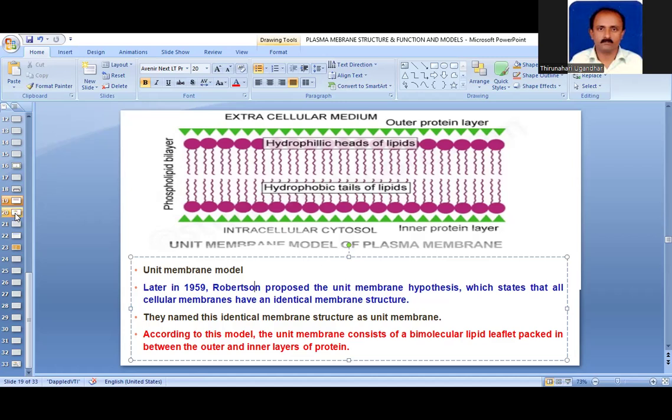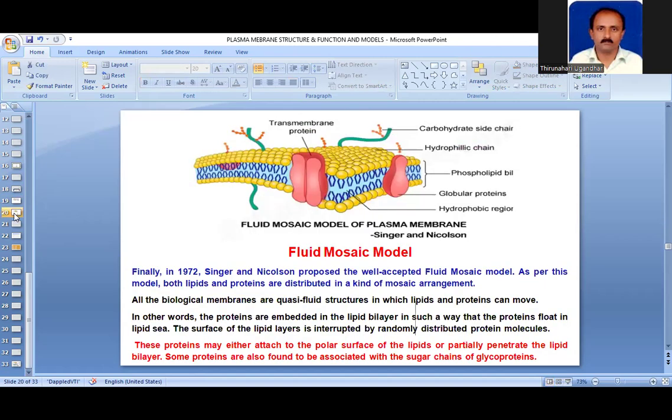According to this model, the unity membrane consists of bimolecular lipids. The lipid layer is two, packed between the outer and inner layers of protein. The protein is the outer layer, then the inner protein, and the two lipid layers come in between. Outer protein, inner protein, with lipids between, then trilamellar model-like structures.